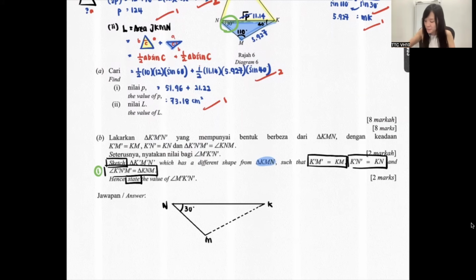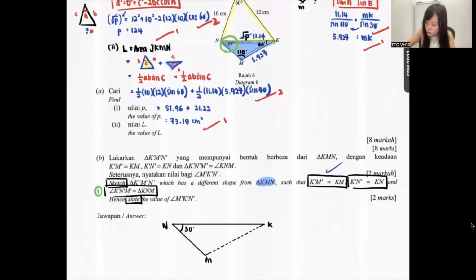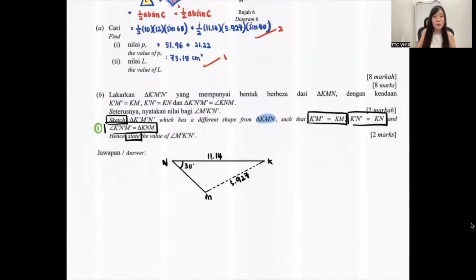Continue labelling other things. They say KM is the same. So KM is what? KM is 5.927. Okay, I label it for you: 5.927. This 5.927 stays there forever. The KN line is also the same. KN is what? 11.14. That means this line is also the same. My dear, I already know which one is moving. You know which one? M.